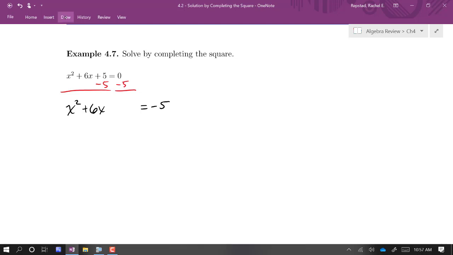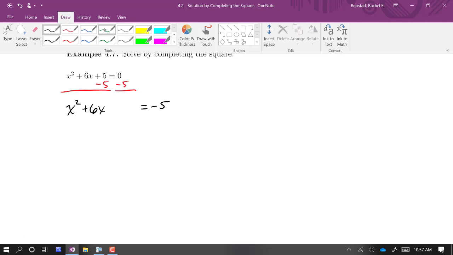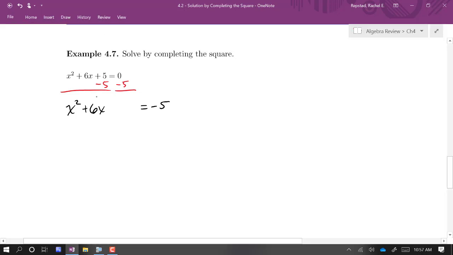Now, this is where the magic happens. I'm going to be clever about what I choose to add to both sides. I'm allowed to add anything I want to both sides. I can add 7 to both sides. I could add negative 13 to both sides. But what I'm going to do is look at this coefficient on x here, which is 6. I'm going to cut it in half to get 3, and then I'm going to square it. So 3 squared is 9, but I'm actually going to write it as plus 3 squared, because that's going to help me in my next step.